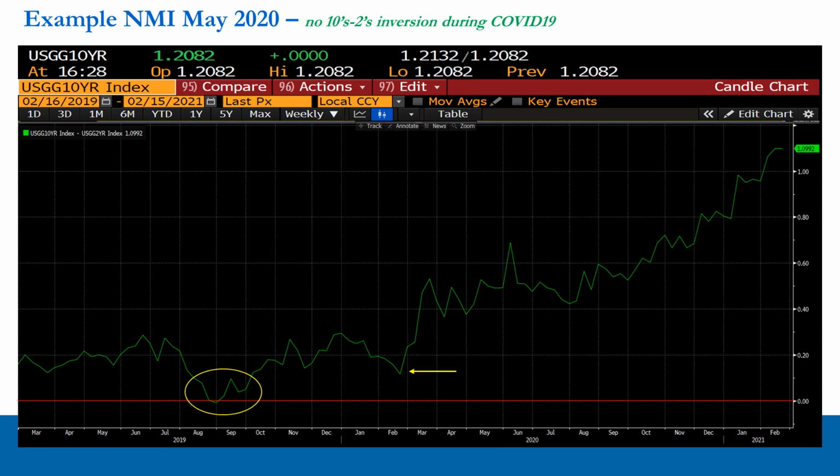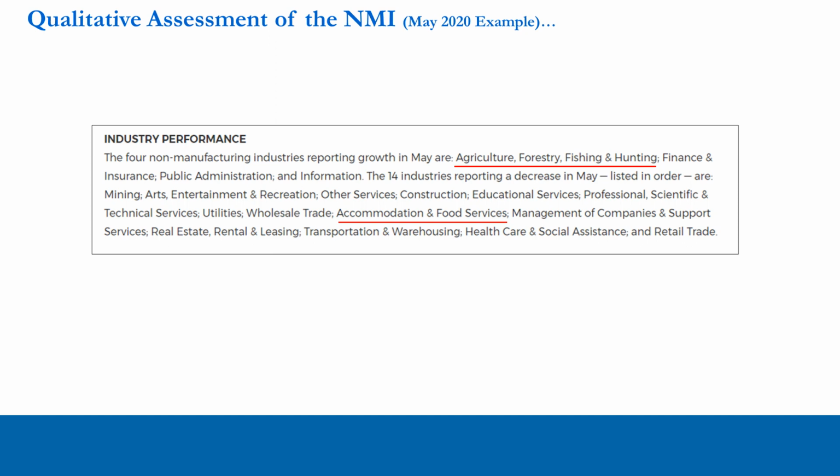Now, another feature of the non-manufacturing index, the services PMI, is that, like the manufacturing index survey, we have a qualitative assessment inside the non-manufacturing index. And again, we are looking here now at the example from May 2020. And you can see when we look at the industries, we can look at the industry performance for growth and contraction.